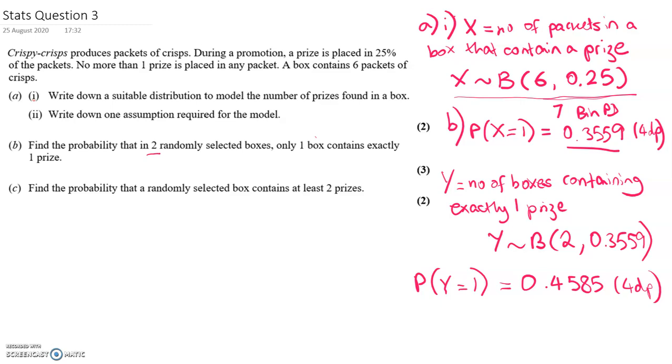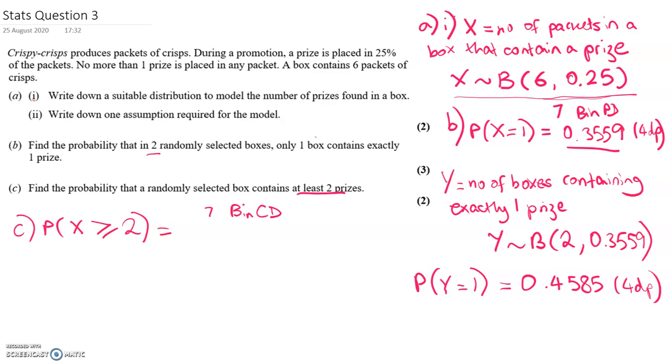Okay, so part C, find the probability that a randomly selected box, so we're now back to one box, which means we're looking at the X distribution, contains at least 2 prizes. So for part C, we want the probability that X is greater than or equal to 2. It's got to be 2 or more if it says at least 2. This time we've got to go to 7 on the calculator and binomial CD. It's a cumulative probability that we want.